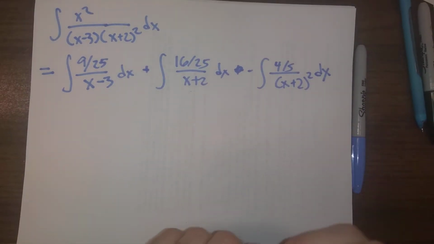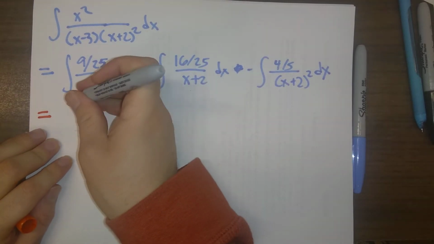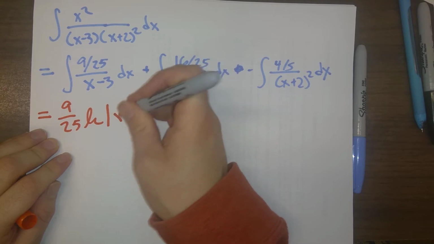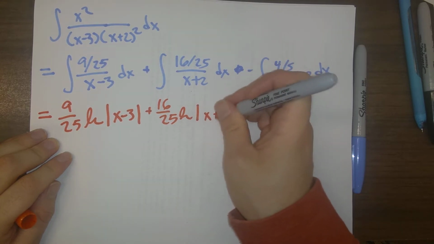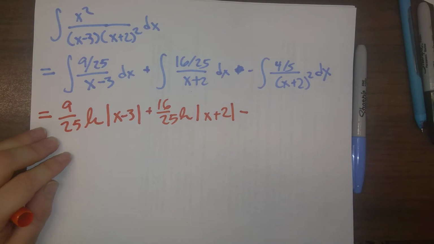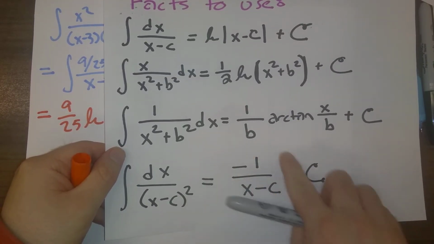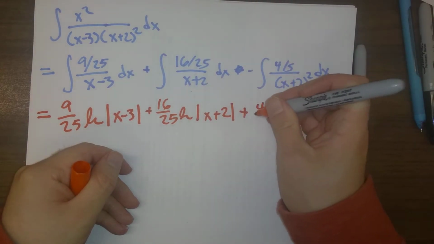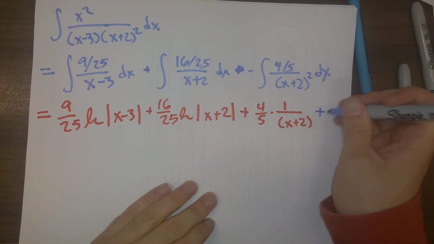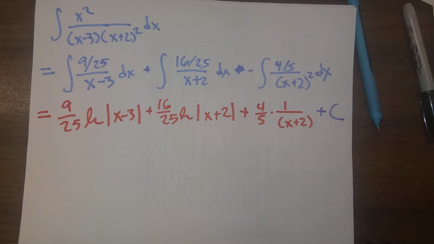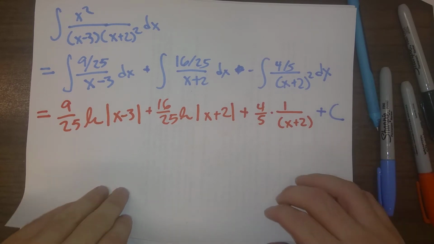And so when we do each one of these three integrations, we end up with 9/25 times ln of the absolute value of x minus 3, plus 16/25 times ln of the absolute value of x plus 2, minus, well, there is a minus sign coming out of this one here, so this becomes a plus 4/5 times 1 over x plus 2. And then we will finish that off with a plus c. Okay, so a slightly long problem, and these problems using partial fractions do sometimes get a little bit on the long side, but they do also tend to be straightforward. Okay, so that wraps up that problem.